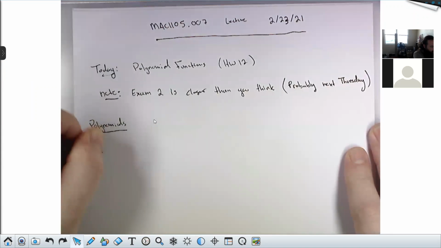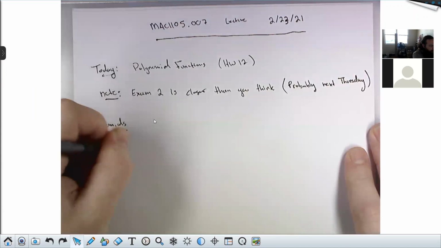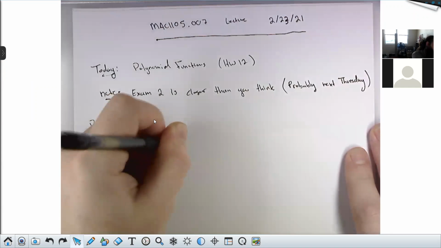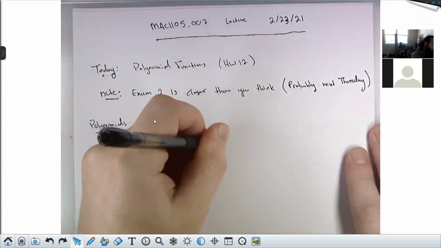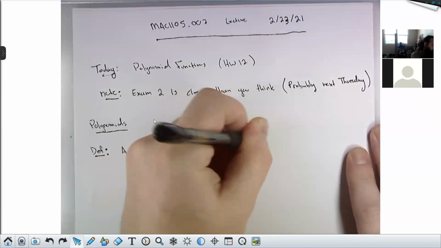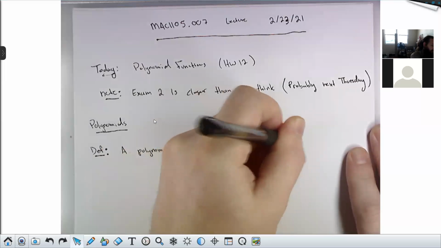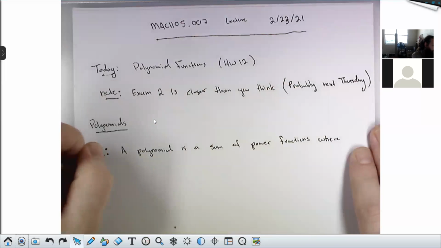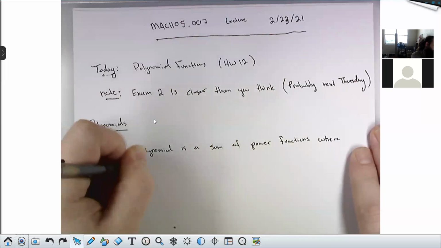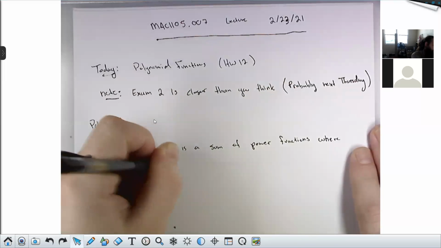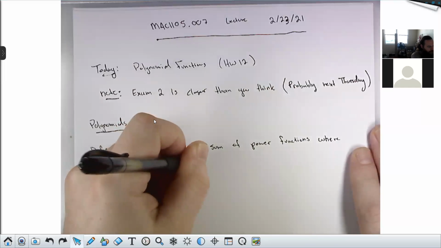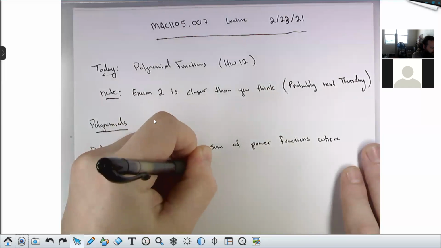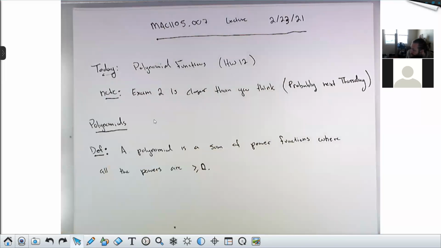I'll give you two definitions. The first one is a polynomial is a sum of power functions where all the powers are greater than or equal to 1. I should say greater than or equal to 0. Constant terms are allowed.